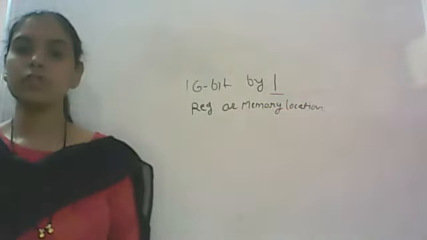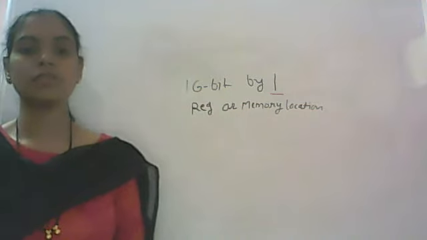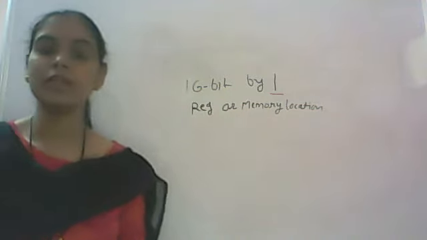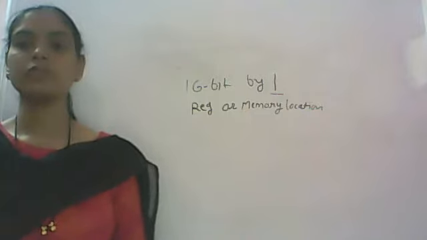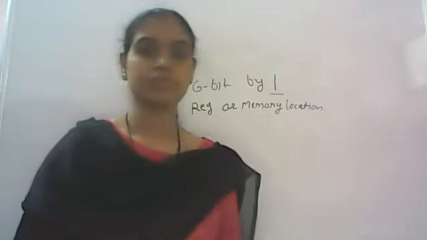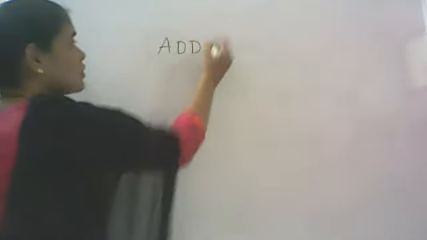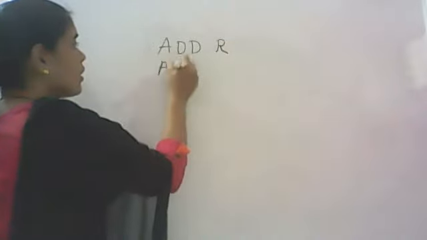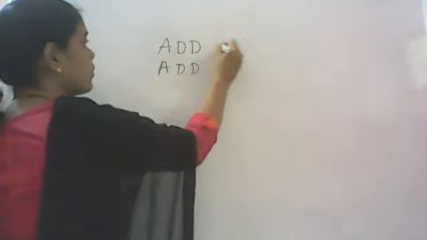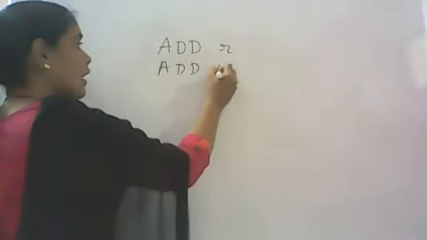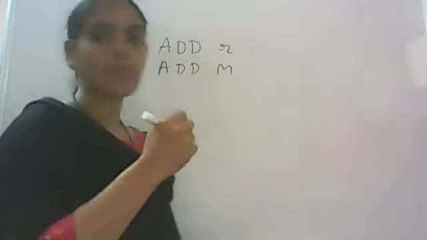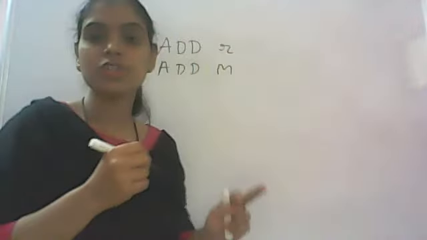So next we start our instructions, that is, arithmetic instructions. The first arithmetic instruction is the ADD instruction. ADD R, ADD M: add register or memory to accumulator.